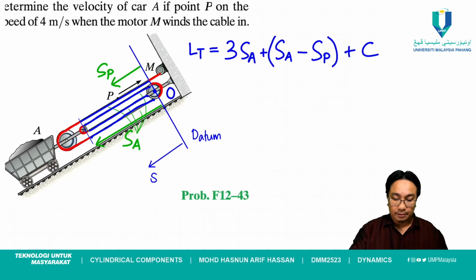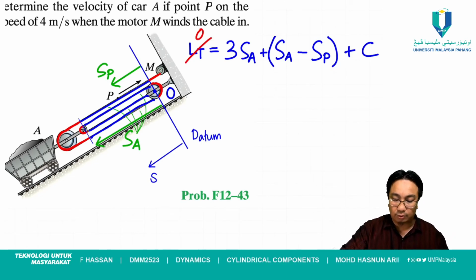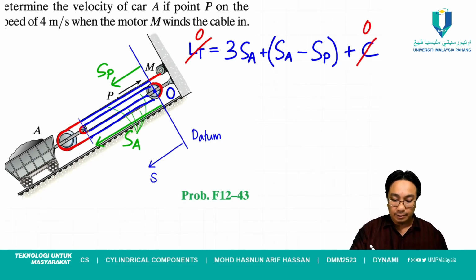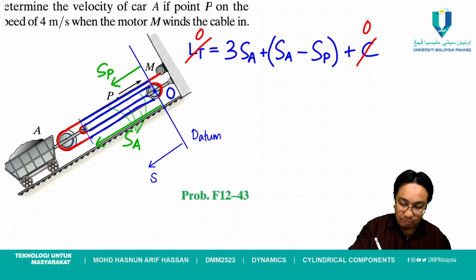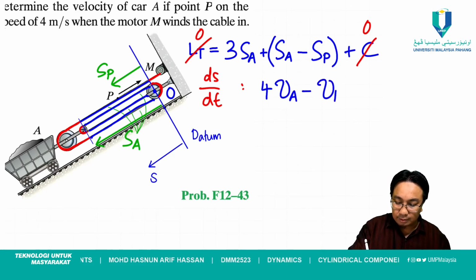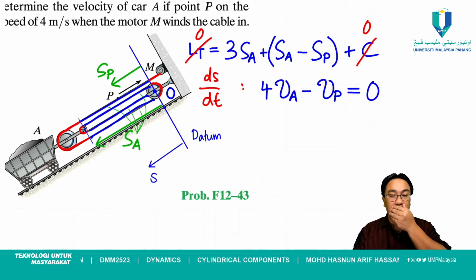Alright. So, bila kita differentiate untuk cari velocity, kita tahu yang constant C pun akan jadi 0. Dan di sini kita ada 3SA plus SA akan jadi 4SA. So, kita akan dapat bila differentiate over time, ds over dt, 4 VA minus VP sama dengan kosong. Okay, 4 VA minus VP sama dengan kosong.